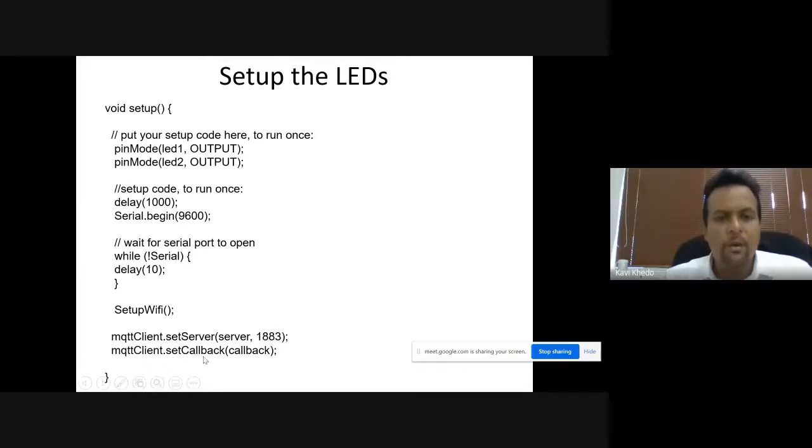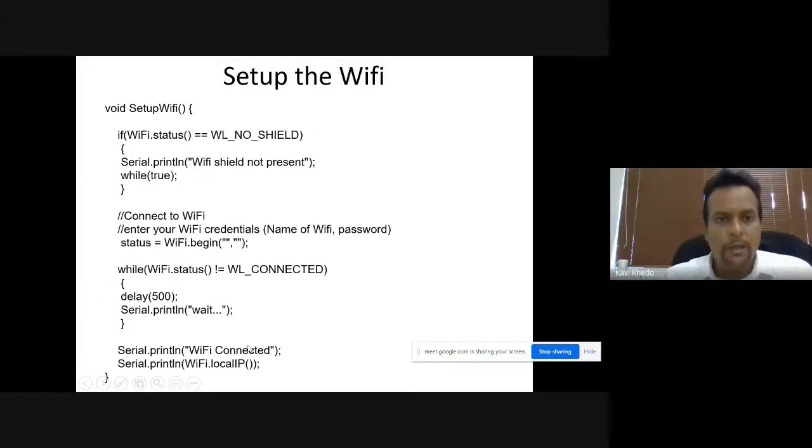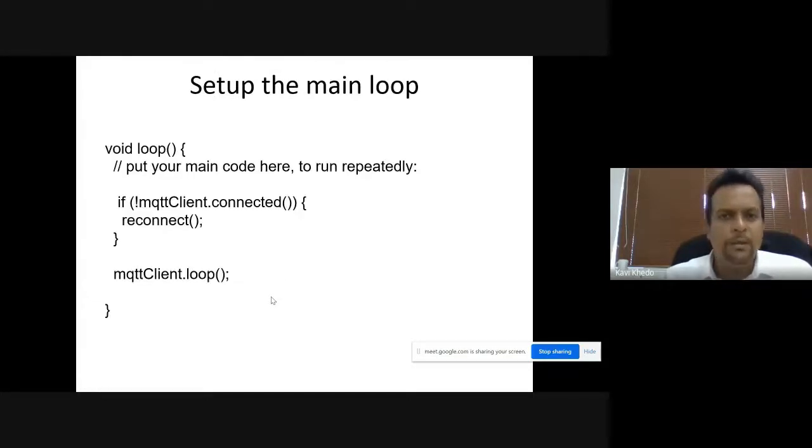Then MQTT setCallback. Callback, recall, this is for reading the value, and the callback was already implemented. And this is the setup Wi-Fi function. This is for connecting to Wi-Fi. This is how we check whether it is connected or not connected. And this is the loop function. The loop function, put your main code here. If not MQTT.connected, I've missed the not here, then reconnect.